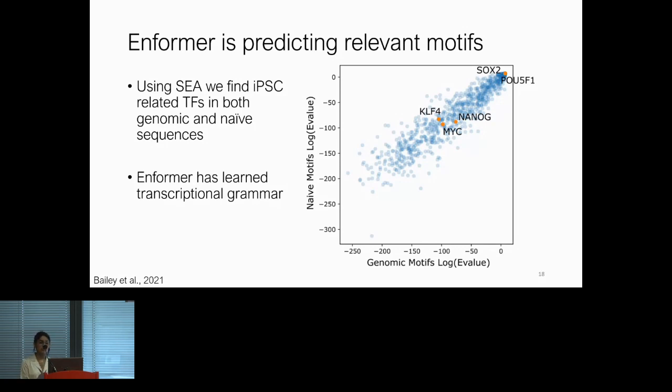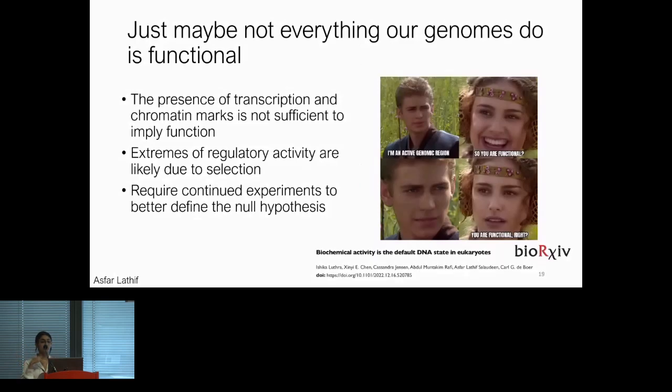So this leads me to my final slide. Maybe, just maybe, not everything our genomes do is actually functional. We can conclude here that simply by seeing this transcription occurring, seeing co-occurring chromatin marks or cell type specificity, it's not enough to imply that a genomic sequence is functional. This baseline activity actually might reflect the need for our genomes to be evolvable.